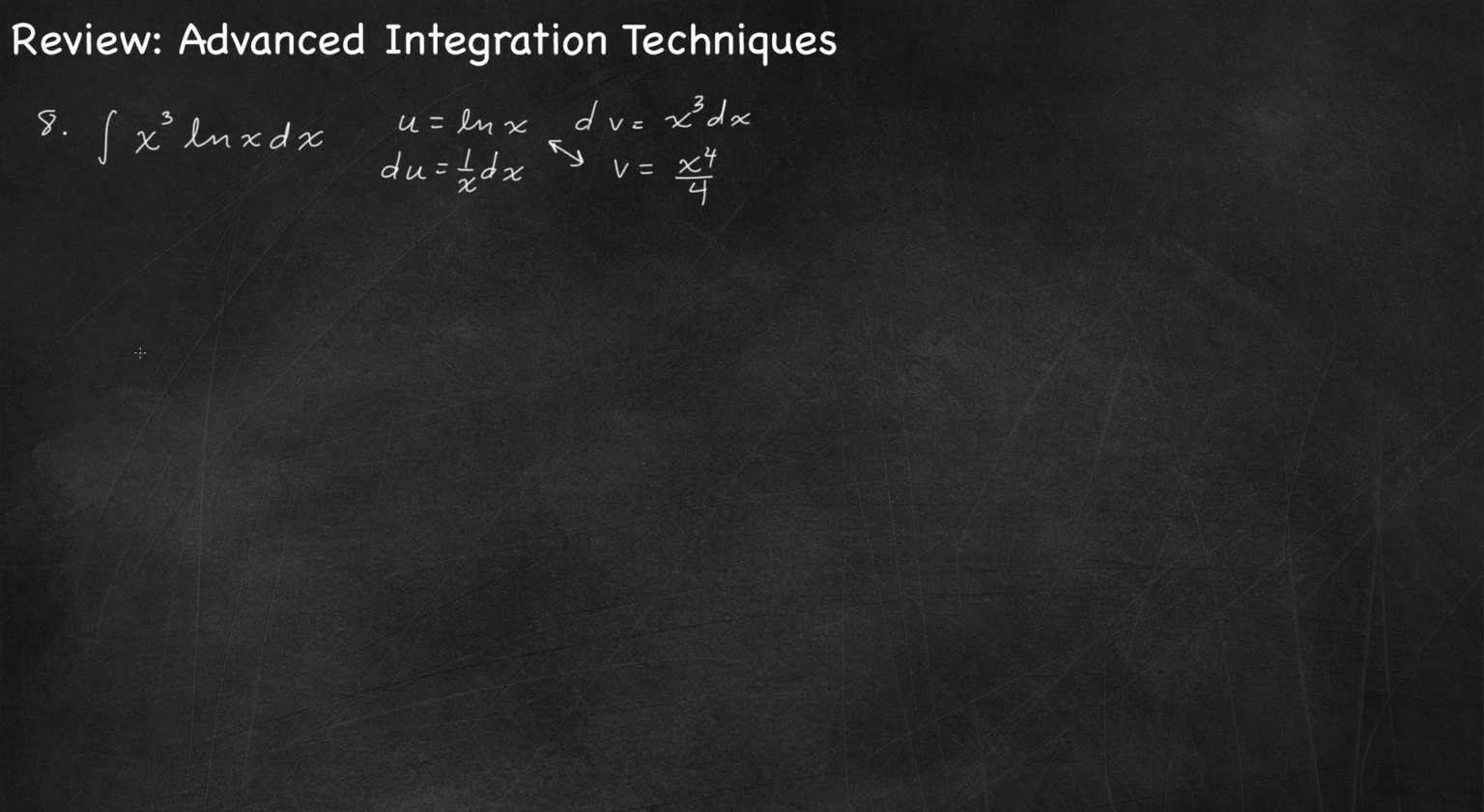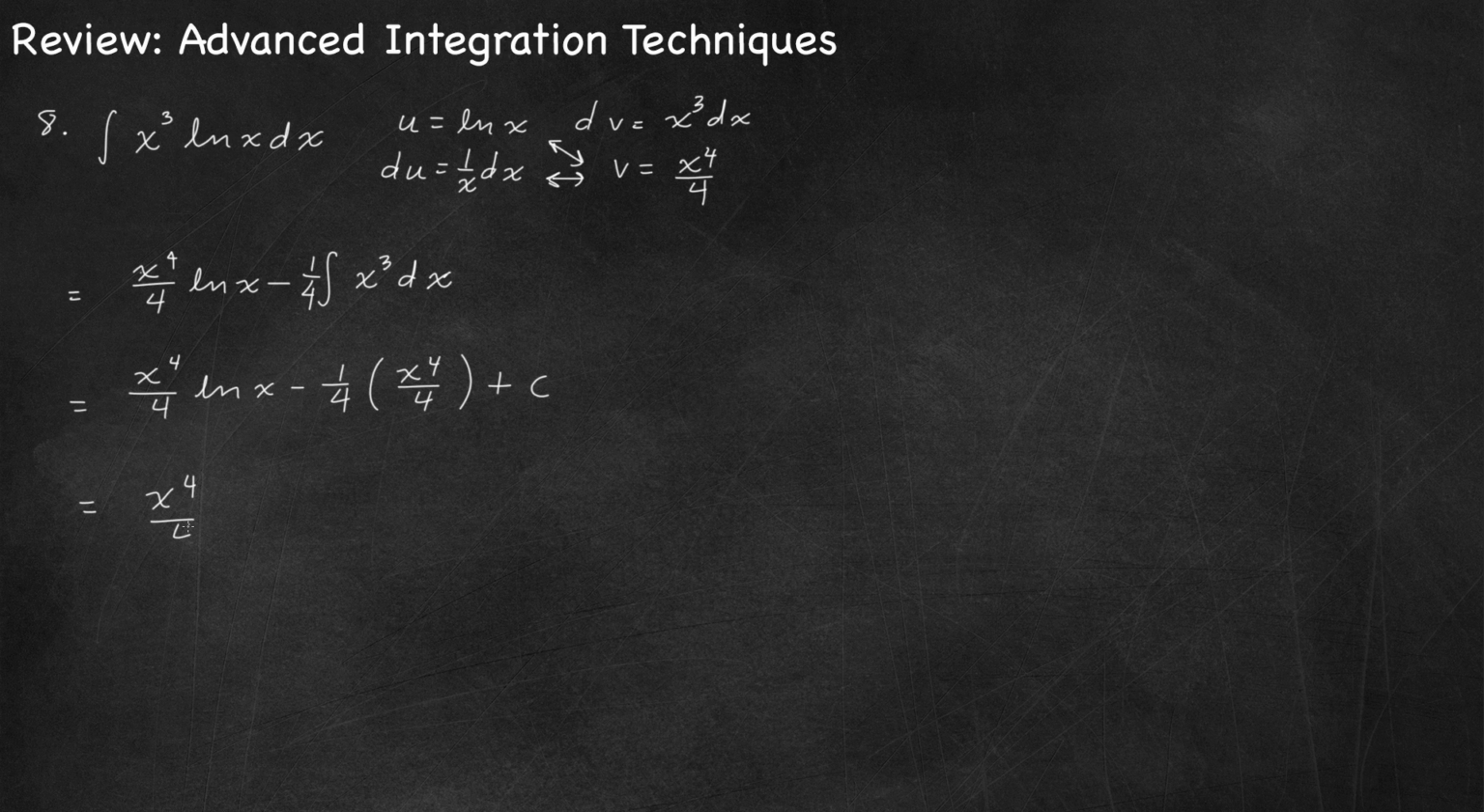Okay, so we're going to multiply u times v, which is x to the 4th over 4 ln x, minus the integral of v du. Okay, so the 1/4 can come out, and then I have 1 over x times x to the power of 4. That's just x cubed dx. All right, so we have x to the 4th over 4 ln x minus 1/4 times, then just power rule, x to the 4th over 4 plus c. So final answer, x to the 4th over 4 ln x minus x to the 4th over 16 plus c.